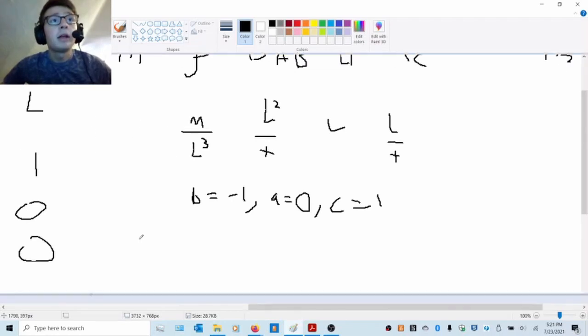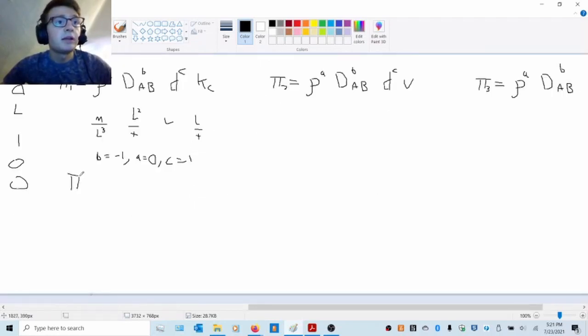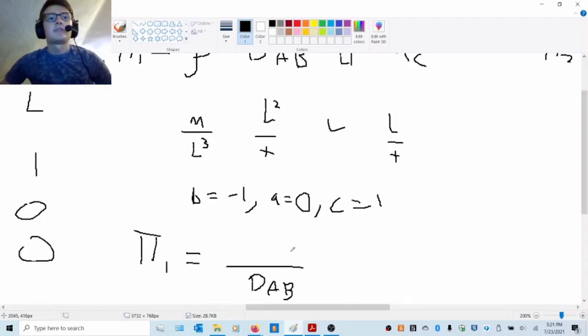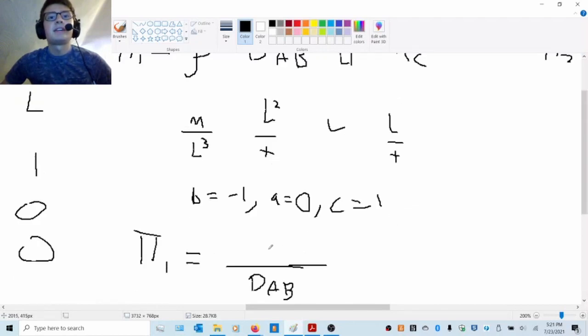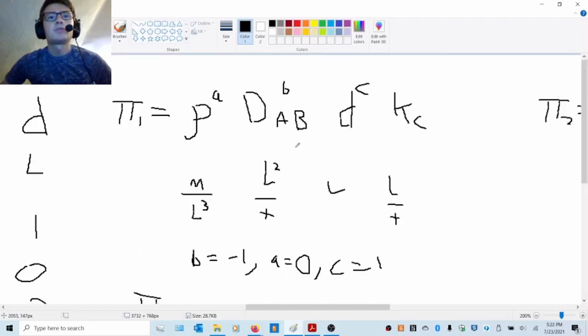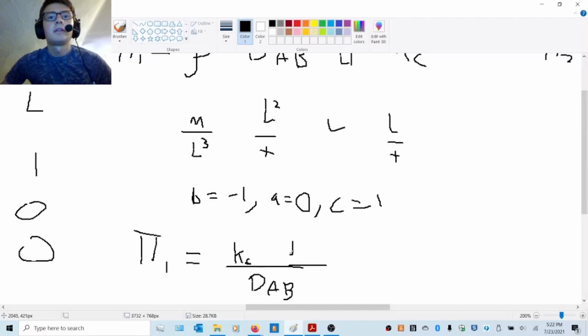So pi 1 is going to be, let's see, we're going to have no density. We're going to have the diffusion driving force on the bottom. And Kc is, of course, on top. And then, of course, we're going to have the diameter, or the characteristic length.